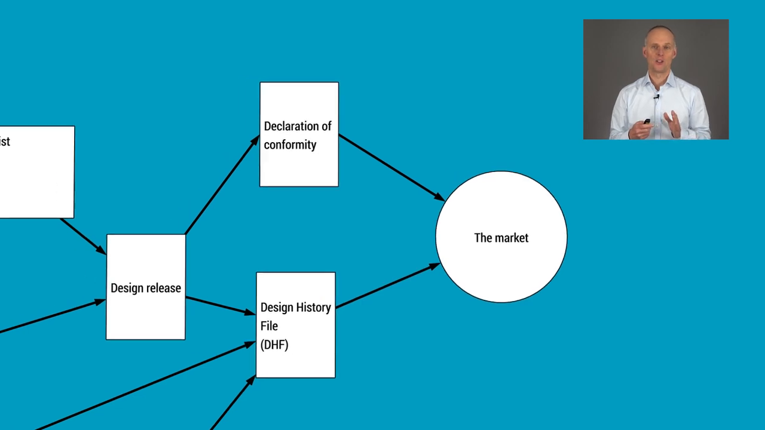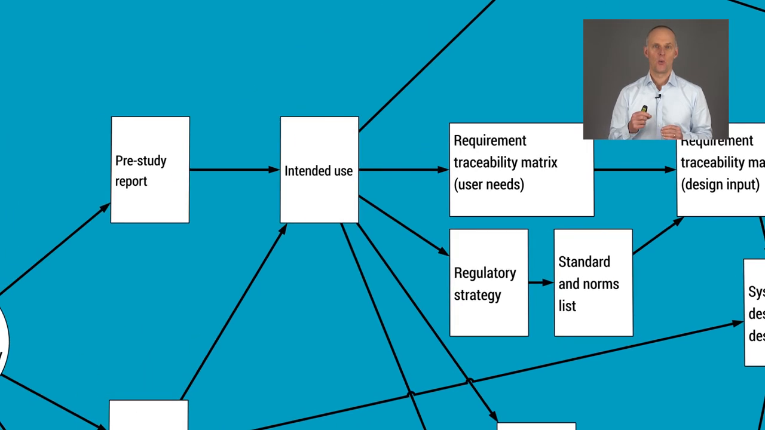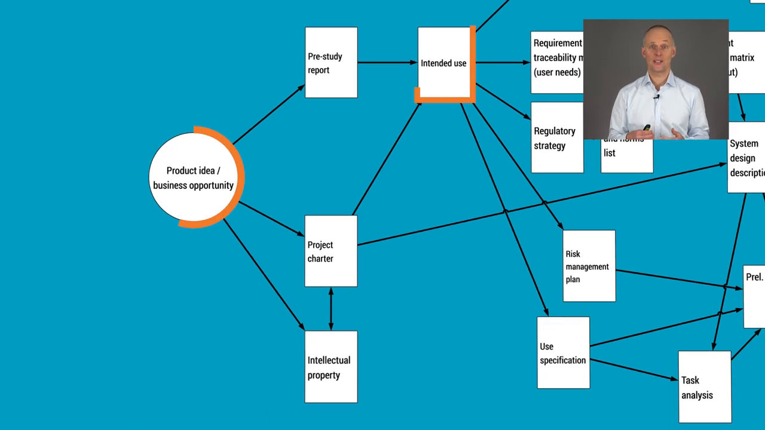Now let's go back to the beginning. One of the first things to do when developing a new medical device would be to understand the intended use. This would answer questions like who will be using the product, on whom, for what, when, and where. This is obviously closely connected to the product idea and business opportunity that was mentioned before. And an intended use represents a reasonable starting point, not only for medical devices, but for any product development project.